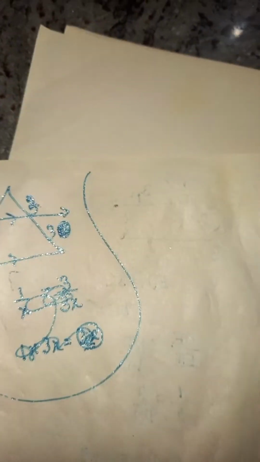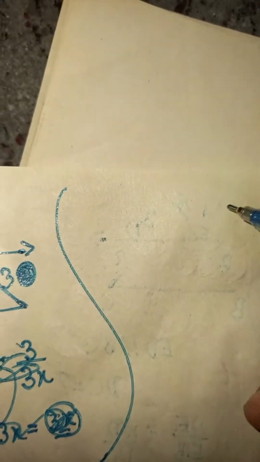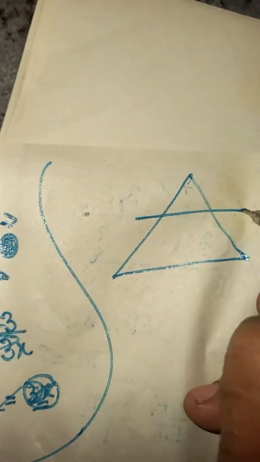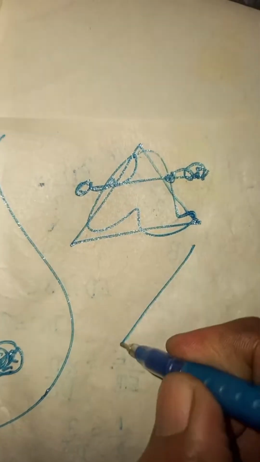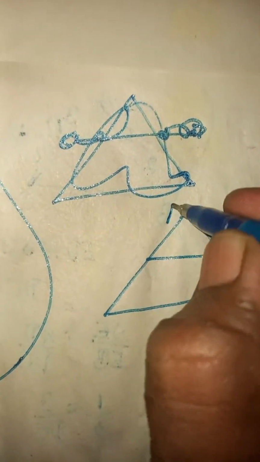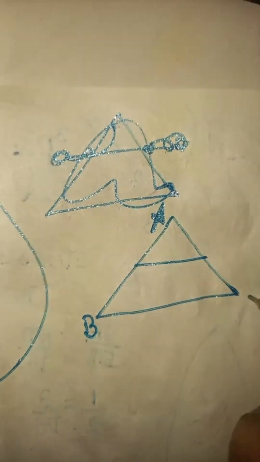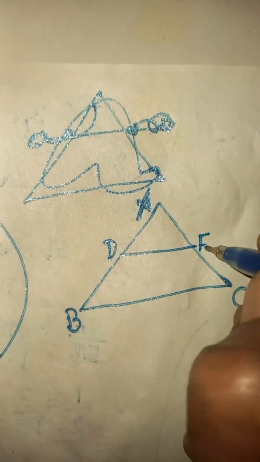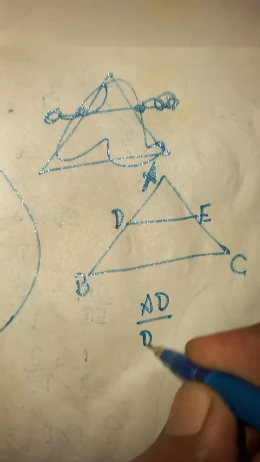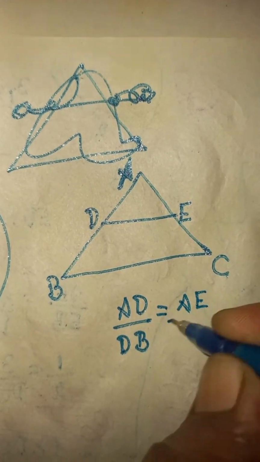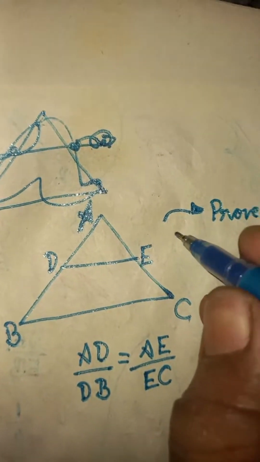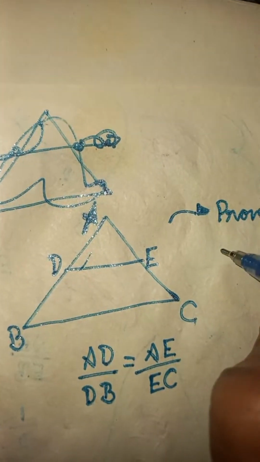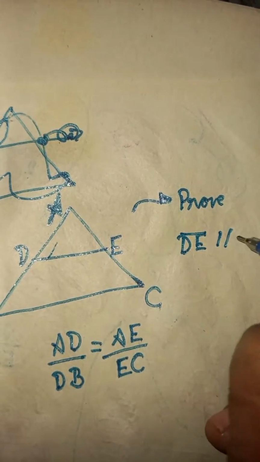Let's take one more theorem. In this theorem, if they have given a triangle ABC, and the sides are divided at D and E such that AD by DB equals AE by EC, you need to prove that DE is parallel to BC.